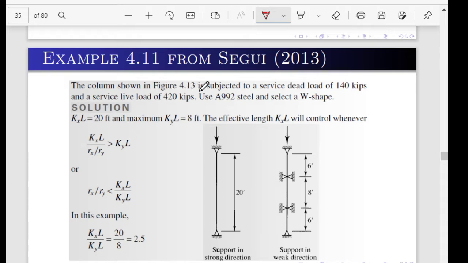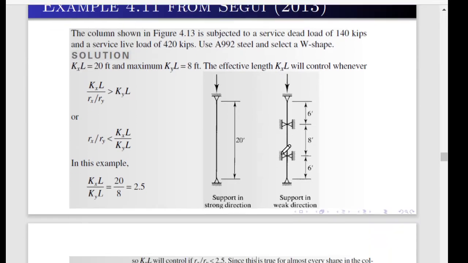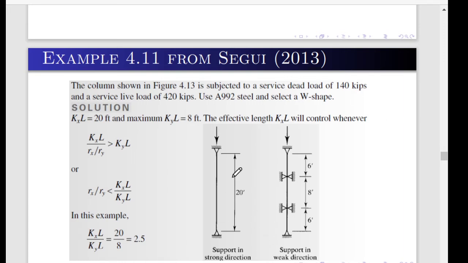The column shown in figure 4.13 is subjected to a service dead load of 140 kilopounds and service live load of 420 kilopounds. Use A992 steel and select a W shape. From the figure, you have here the support in the strong direction, meaning this whole length of the compression member. Then we have this support in the weak direction.